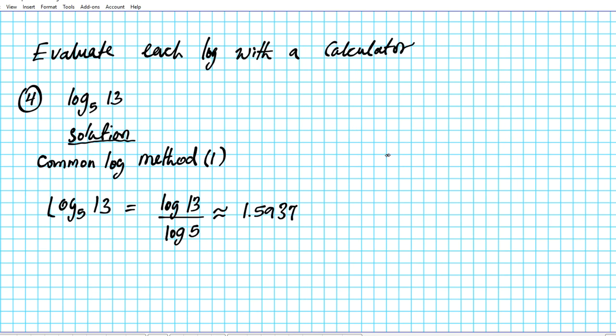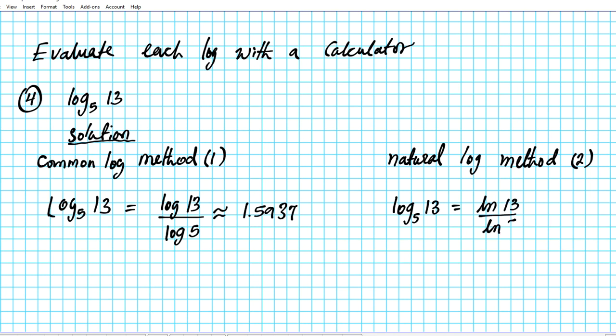You can also use the natural log method. Okay, so natural log method, you will get exactly the same answer. So natural log method, this is method 2. For the natural log method, we're going to change log base 5 of 13 into natural logs, okay? So this is going to be the natural log of the logarithmic argument, which is 13, divided by the natural log of the base, which is 5.